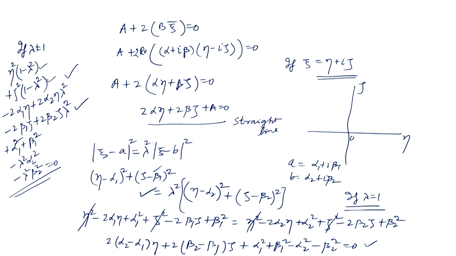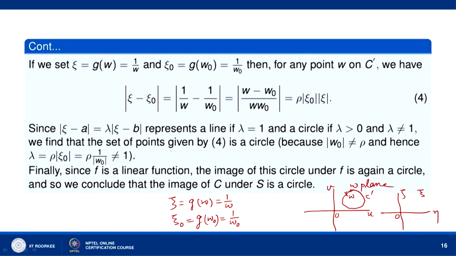Okay. So, mod of xi minus a equal to lambda times mod of xi minus b represents a straight line when lambda equal to 1, and it represents a circle when lambda is greater than 0, but not equal to 1. So, we see that this equation represents a line if lambda equal to 1 and a circle if lambda is greater than 0, but not equal to 1.